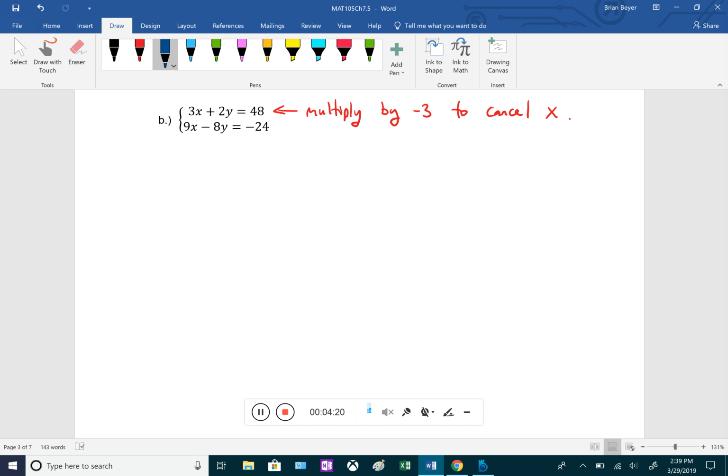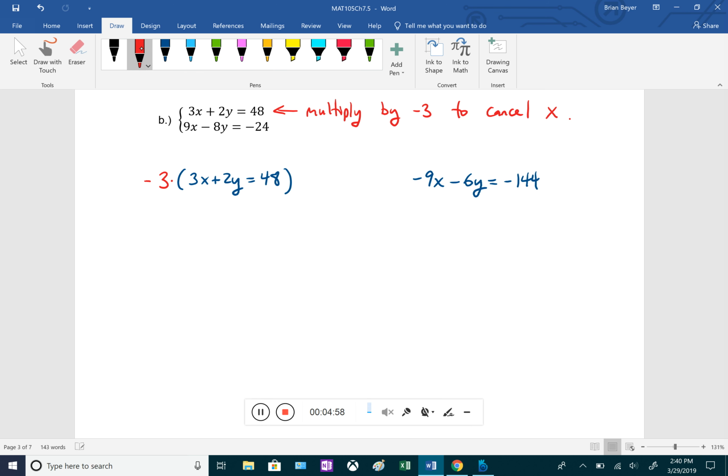So we're going to have 3x plus 2y equals 48, and we're going to multiply this by negative 3. We multiply every single one of those three terms by it. So negative 9x minus 6y equals negative 144.